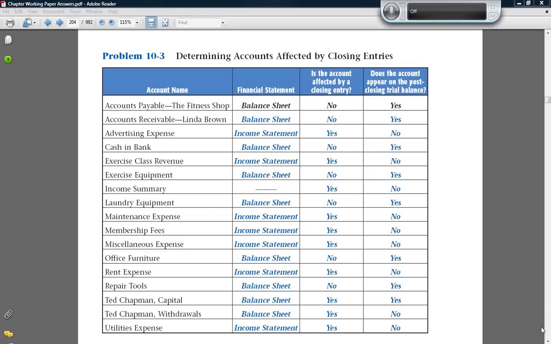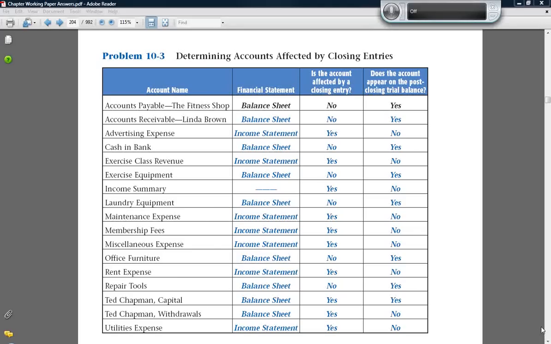Exercise class revenue, a revenue account, income statement. Yes, it is closed. No, it is not in the post-closing trial balance. Another asset, exercise equipment, is on the balance sheet, not affected by a closing entry, and yes, it appears on the post-closing trial balance.